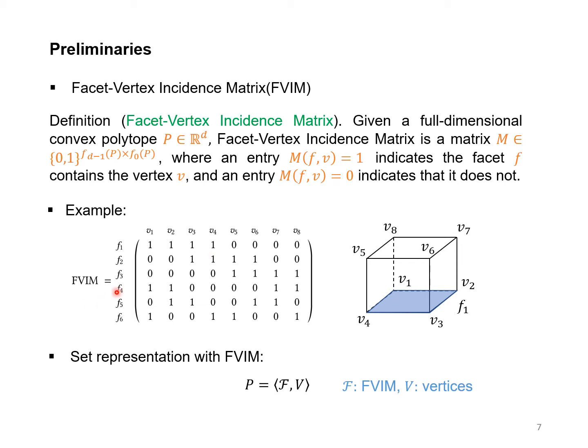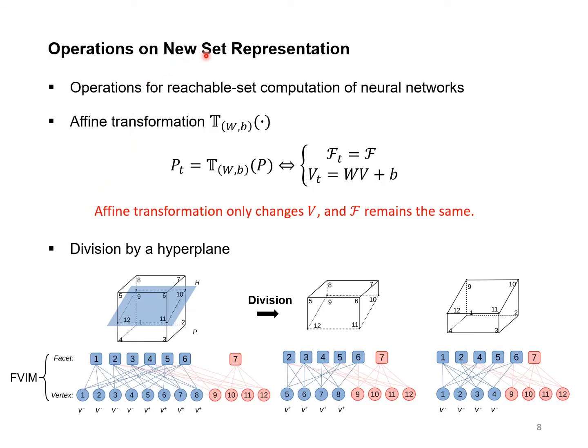Based on this F matrix, we can propose a new set representation, which consists of the F matrix and also the values of the vertices. With the new set representation, here we present the operations needed for the reachable set computation of neural networks. The first one is affine transformation. We denote it as function T. The affine transformation actually only changes the value of vertices, and the F matrix will remain the same, as described in these equations.